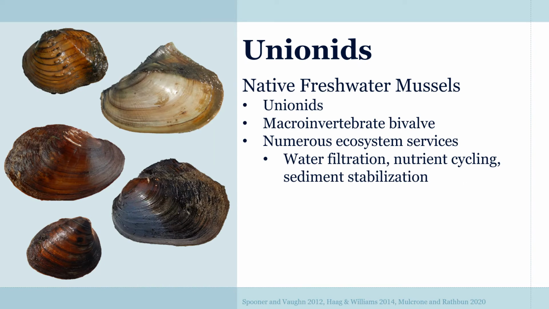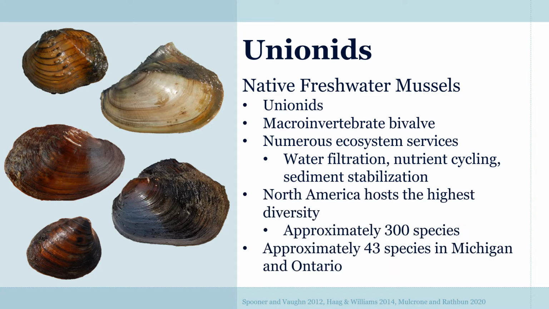To start, native freshwater mussels, or unionids, are a macroinvertebrate bivalve that contribute multiple ecosystem services to our environment, such as water filtration, nutrient cycling, and sediment stabilization. North America hosts the highest diversity of unionids worldwide, with approximately 300 species across the continent. And in the Great Lakes region, there are approximately 43 species in Michigan and Ontario.